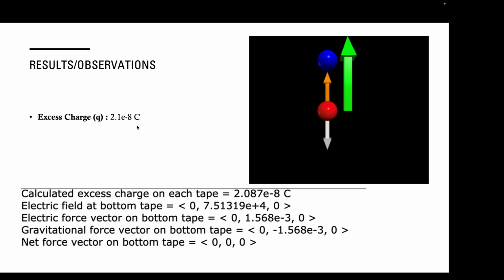The results/observations: we have excess charge Q, which is equal to 2.1 e to the negative 8 coulombs. Here at the bottom tape, we have the electric force with an orange arrow and the force of gravity in the white arrow, which are at equilibrium. Here with the green arrow, which is pointing towards the top tape, the blue ball right here, this is going forward, the same direction as the electric force. Here, when calculated, the excess charge is 2.1 e to the negative 8, and here we have the rest of the vector components of the electric field, the electric force vector, and gravitational force, in which the net force is 0.